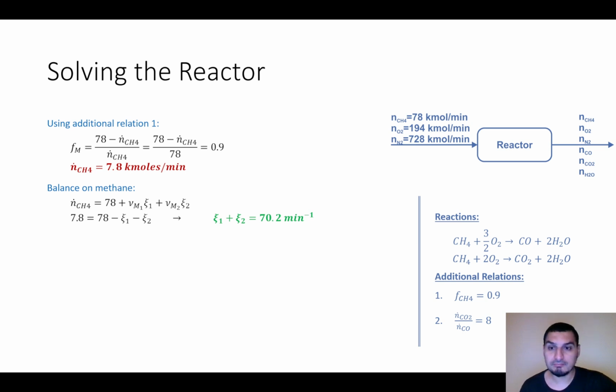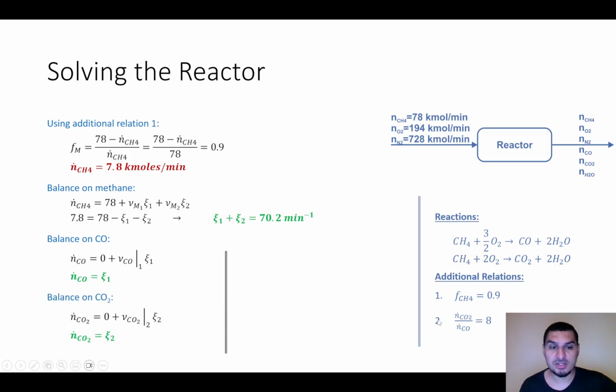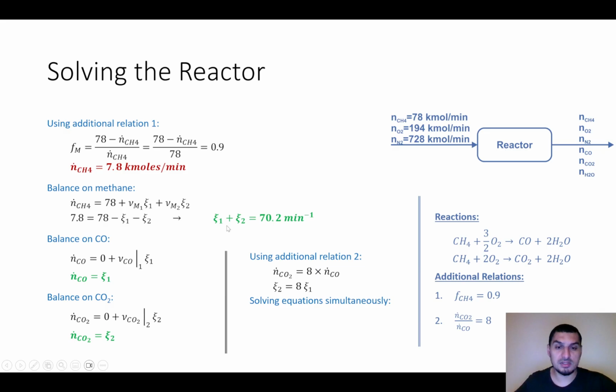The balance on oxygen is, or let's do carbon monoxide. So carbon monoxide and carbon dioxide are going to be very simple. There is no carbon dioxide and carbon monoxide in the feed, so it's equal to 0 plus the coefficient, which is +1 times xi1. This is carbon monoxide, and carbon dioxide is going to be the same. It's xi2, and now we can use the additional relation, which is this relation, to find the relation between xi1 and xi2, and using this equation and this equation, we can simply get the value of xi1 and xi2.